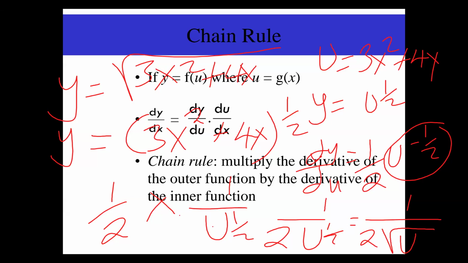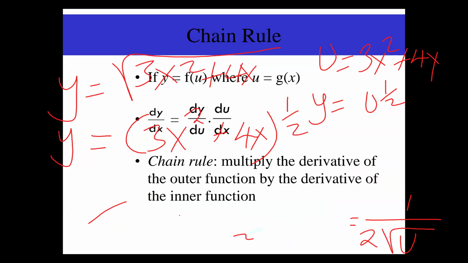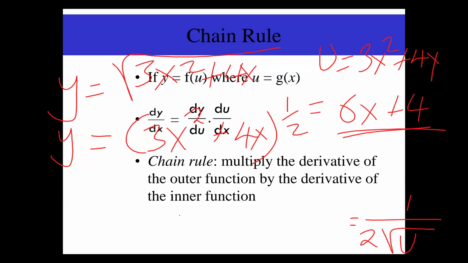Okay. Now let's find du dx. We have found dy over dx to be equal to that. Now let's find du over dx. We're differentiating the u function with respect to x. So it shall be 6x plus 4, isn't it? Do I have to explain the power rule again? Drop the power. Yeah. So that's the derivative for us.